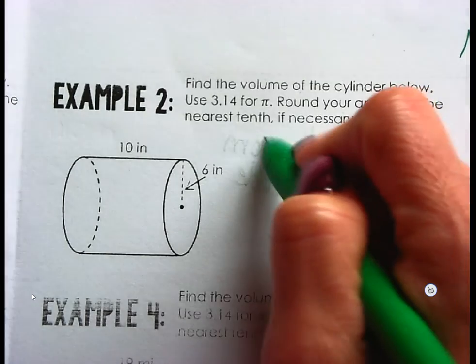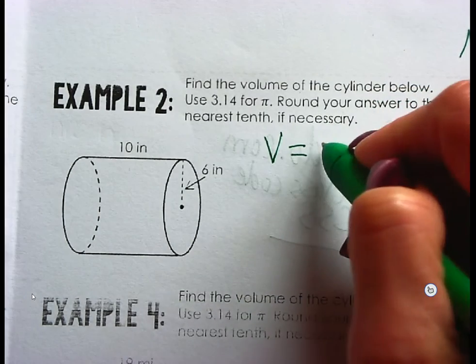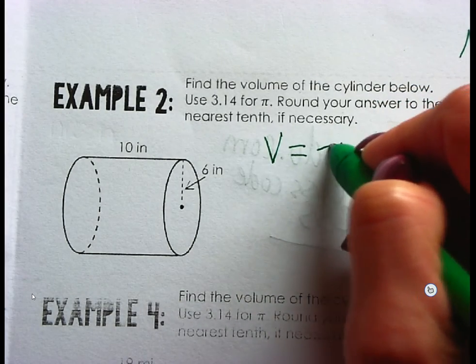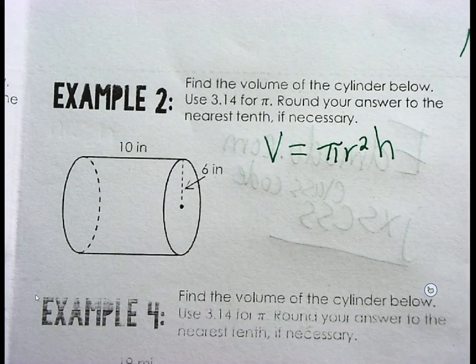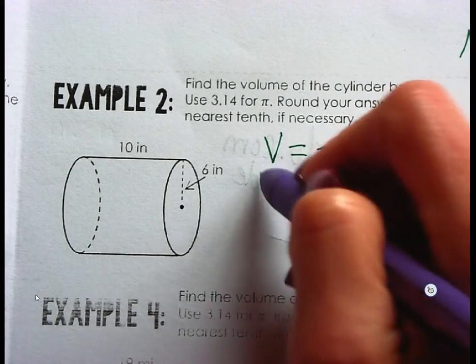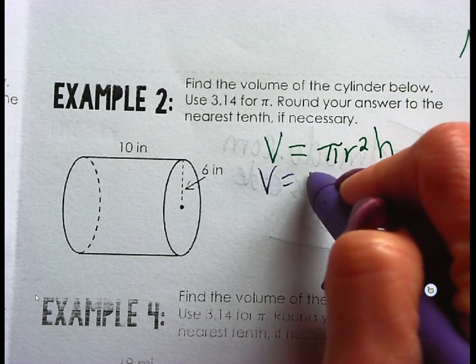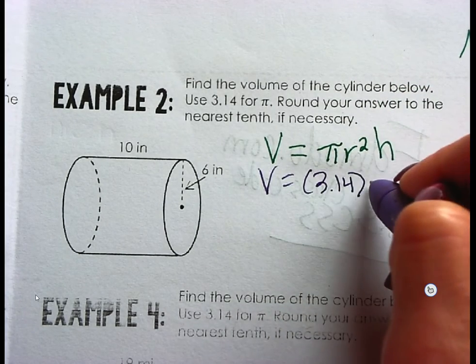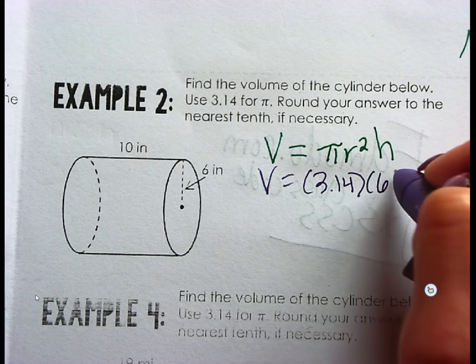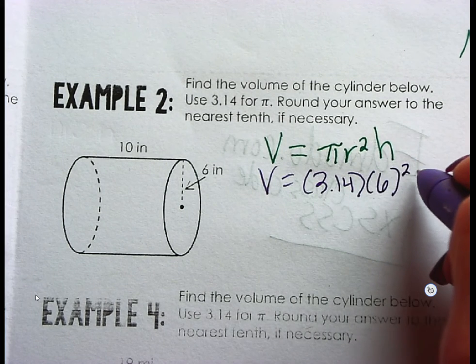We write down our formula first, which is volume equals the area of the circle, which is pi r squared, times the height, so that gives us the volume. We're going to simply plug in the numbers from the problem. So volume is equal to, we're going to use 3.14 for pi, we're going to use 6 for radius squared, and then I'm going to multiply all of that by 10.